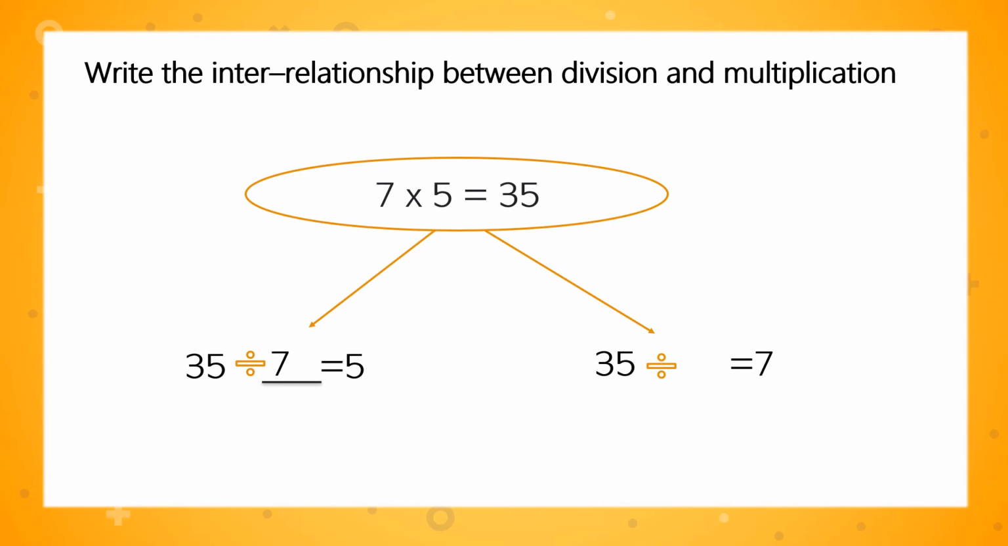Same way, here 35 divided by dash is equal to 7. Here our dividend is 35 and quotient is 7. We have to find out the divisor. So here we will say the 7 times table till we get the product 35. So 7 1s are 7, 7 2s are 14, 7 3s are 21, 7 4s are 28, 7 5s are 35. So 5 is the divisor.